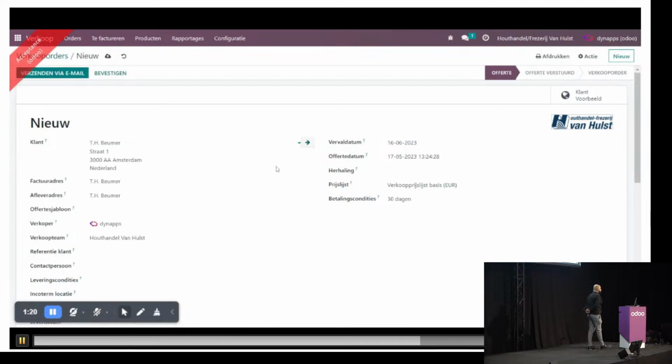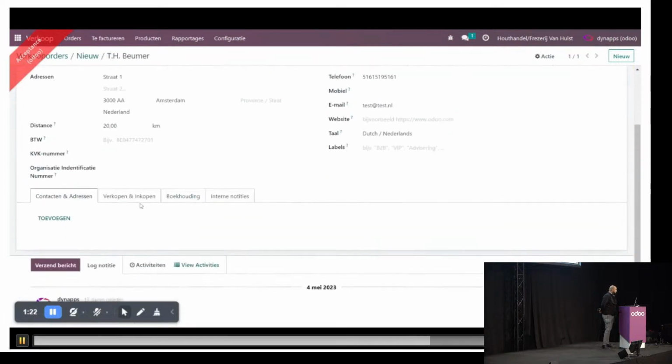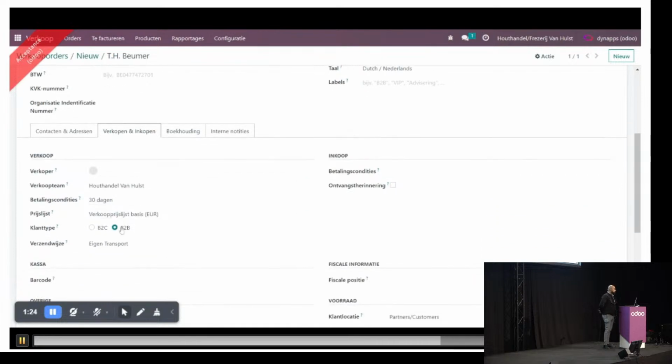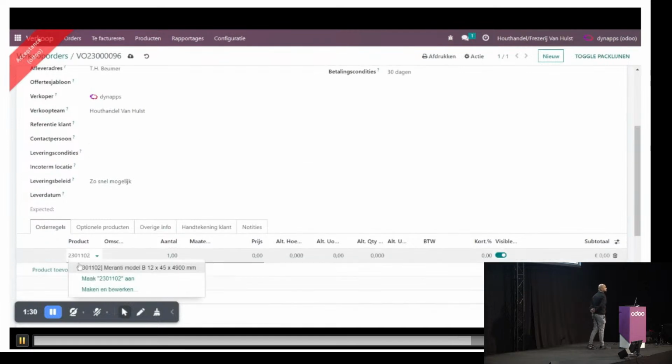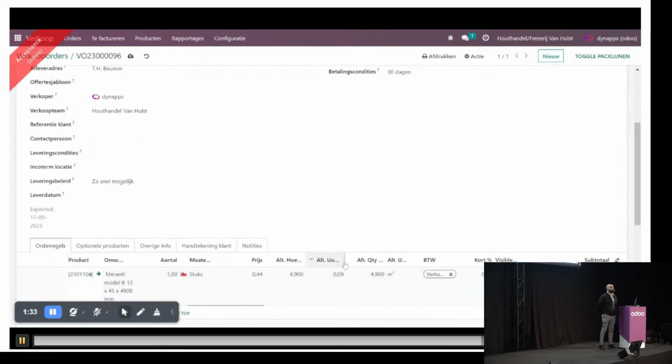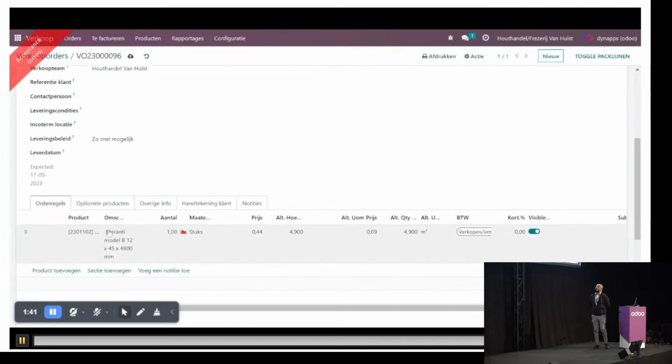We are building up a sales order. We are going to the customer level. This specific customer is a B2B customer. Why is that important? In the product master data, we are also highlighting what type of price we should display to the customer. If it is a B2C or a B2B, the sales order will be adjusted to the type of price.